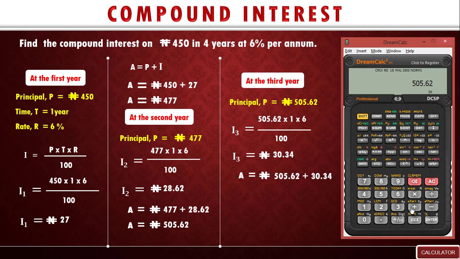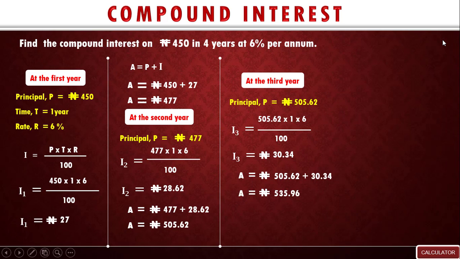505.62 plus 30.34. Enter, or equals to, that gives us 535.96. So our amount is 535.96. So this is the amount that we got at the third year.